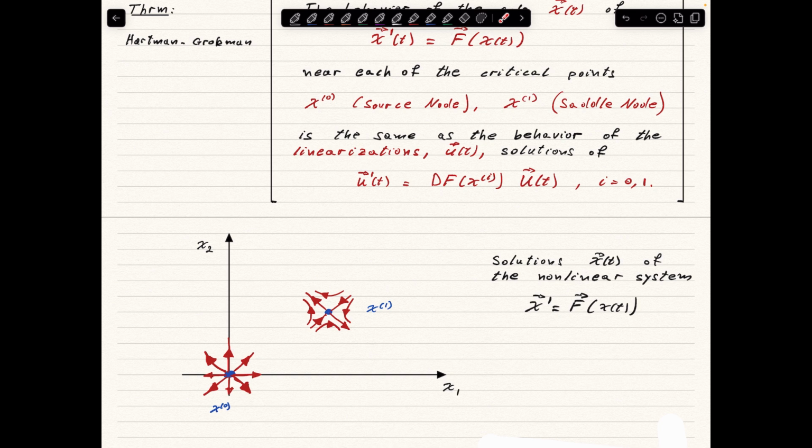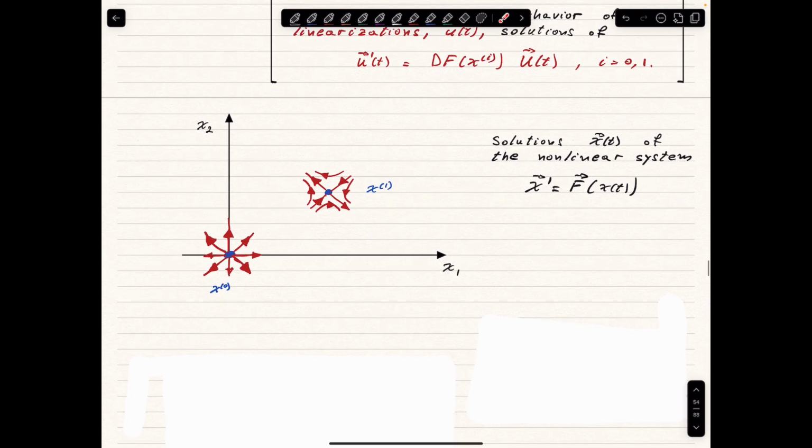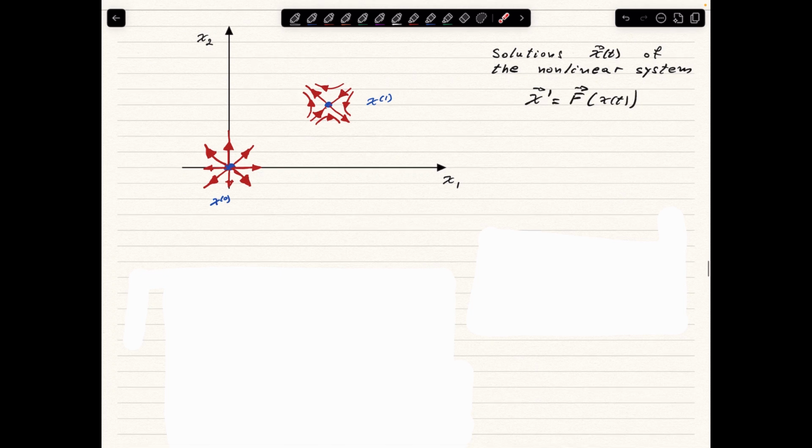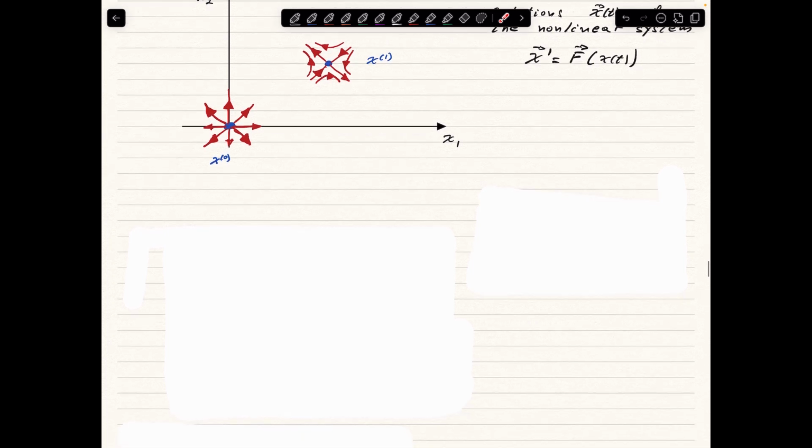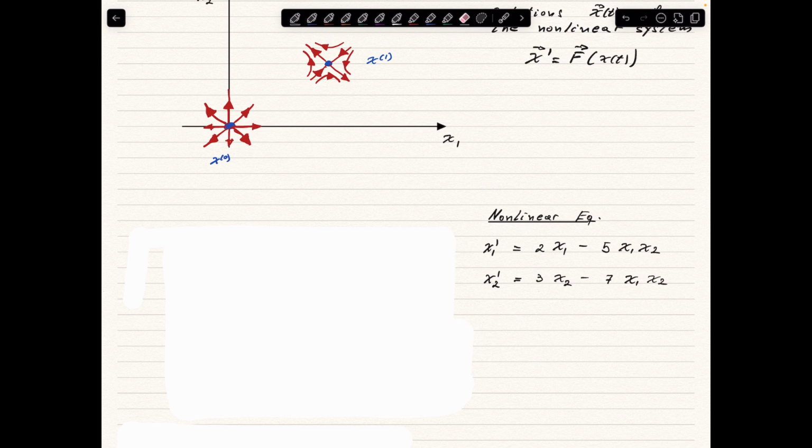Here we also need to do some extra work because now we want to see what is the behavior of the solution around here, far away from the equilibrium solutions. And for that, we need to do a little bit more study. So let's start with the nonlinear system. Recall this is our nonlinear system.